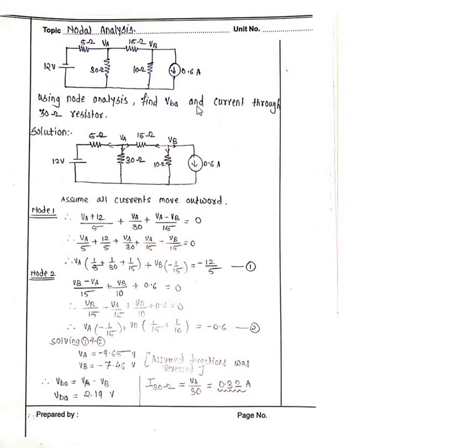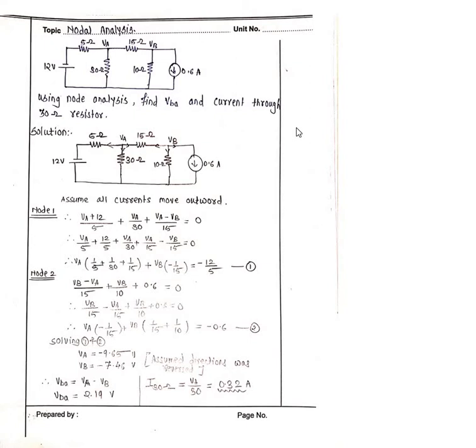The next one is the current through the 30 ohm resistor. Where is the 30 ohm? This is the 30 ohm across. I is equal to VA divided by 30, since I is equal to V by R. So substitute VA divided by 30, then you will find the answer.